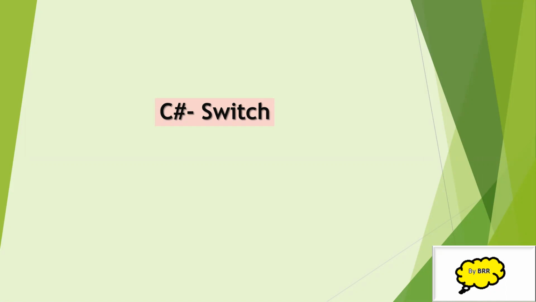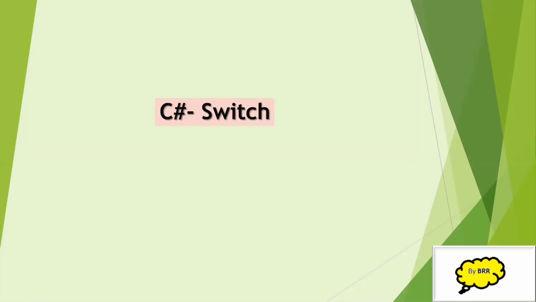So, what is the switch statement, what is the syntax of using the switch statement, and how are we going to use the switch statement in C# programming? A switch statement allows a variable to be tested for equality against a list of values. Each value is called a case, and the variable being switched on is checked for each switch case.